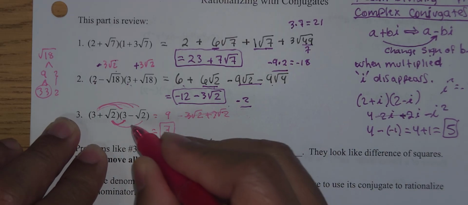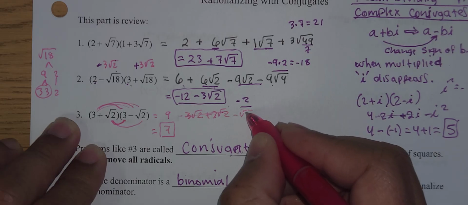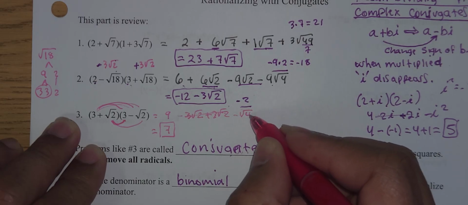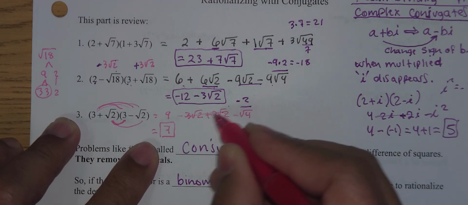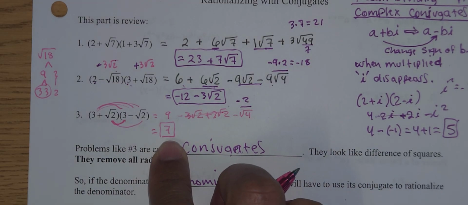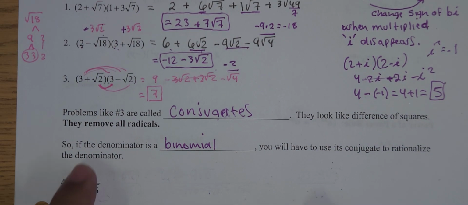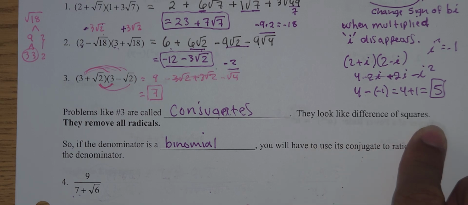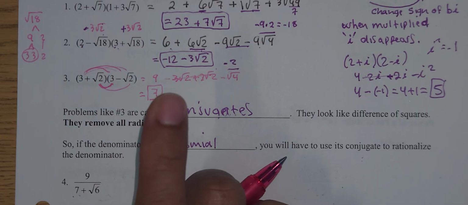And then negative square root of 2 times negative square root of 2 is negative square root of 4. But then again, we know that square root of 4 is 2 and has a negative in front of it, so it's negative 2. And when you combine 9 and negative 2, you're left with 7. As you can see, there's no radical left, so it's just a number, just like we did with complex numbers. Same idea. So problems like number 3 are called conjugates, and they look like difference of squares. They remove all radicals, so once you're finished, there should be no radical left.